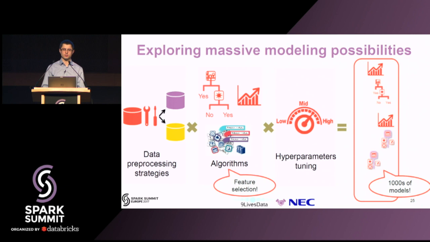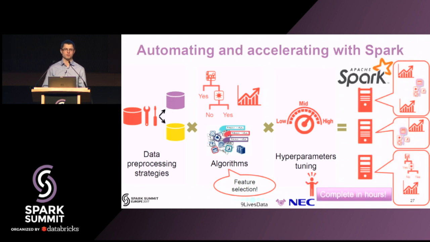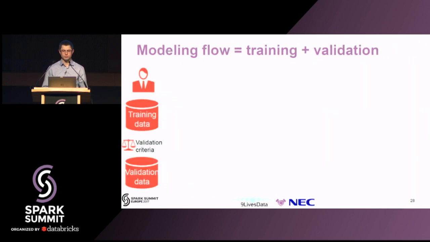And as a result of the intersection of all of these dimensions, all these spaces, we can get many models, thousands of models, and it would be really hard to compute all of these on a single server. So that's the point where Spark comes and helps us by distributing our computation across many machines and accelerating our computation so that we can complete the whole process in hours. So now let's look at the two different flows of our application, a modeling flow and a prediction flow.